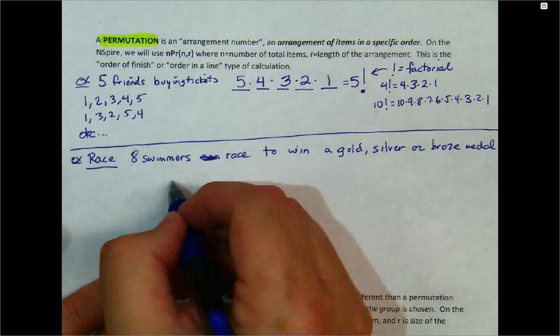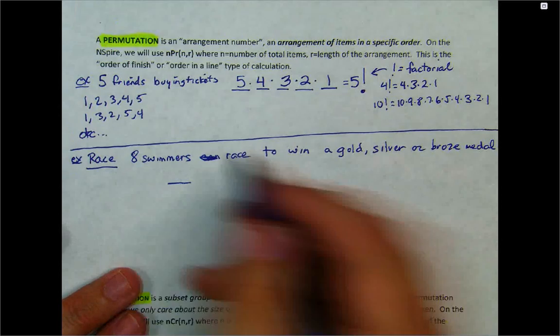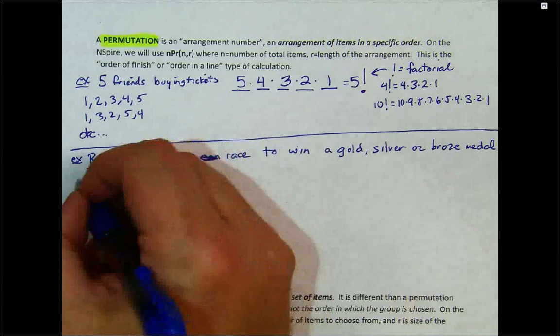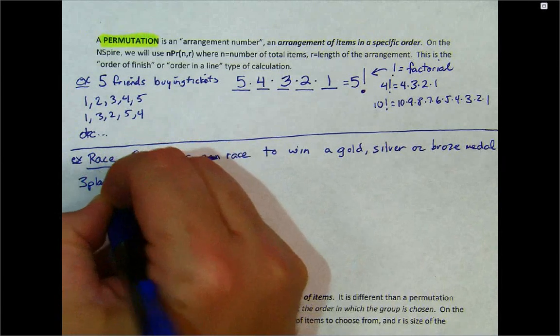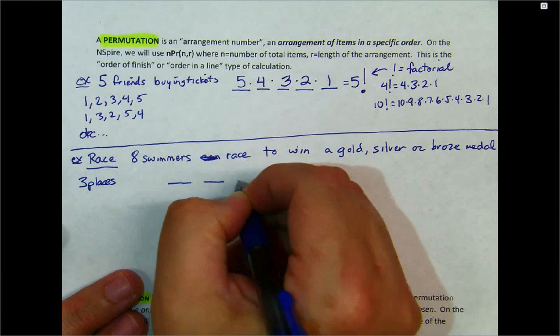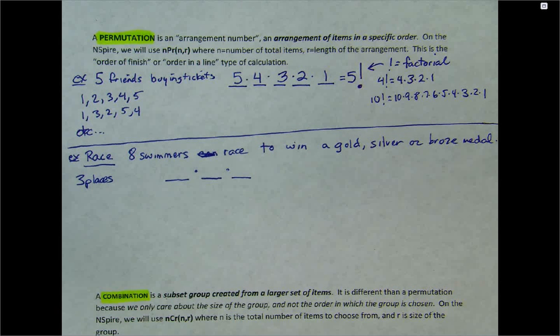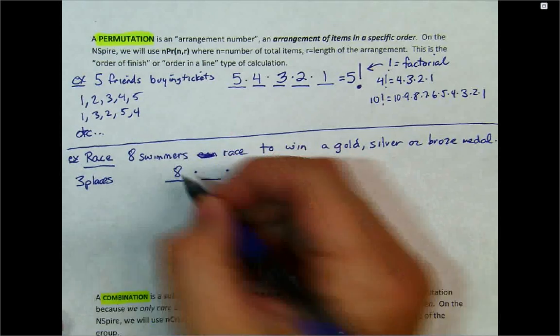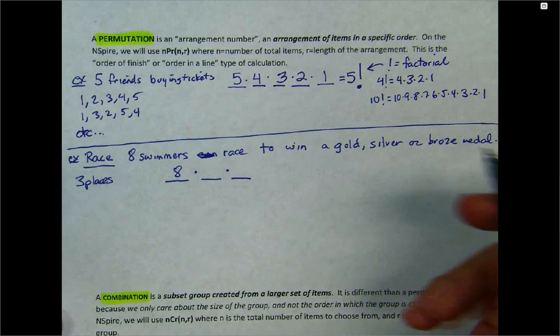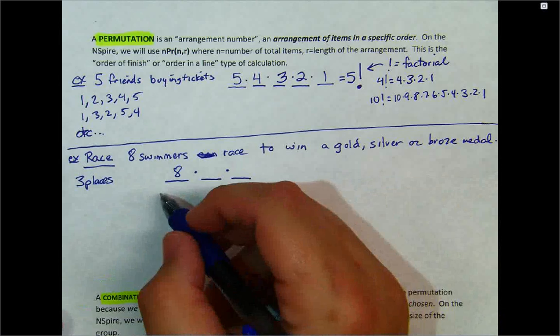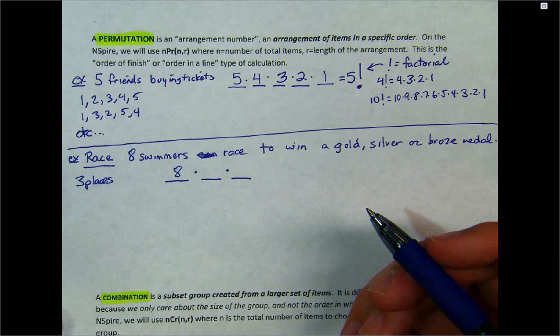Now, how many places are there? Alright, so there are 3 places. So how many swimmers could possibly win the race? One person can win the race, but of the 8, any of them could. So we'd say that there are 8 choices to win the first race, or to win the gold medal. Can the person win the gold and the silver at the same time? No. If you win the gold, you win the gold.